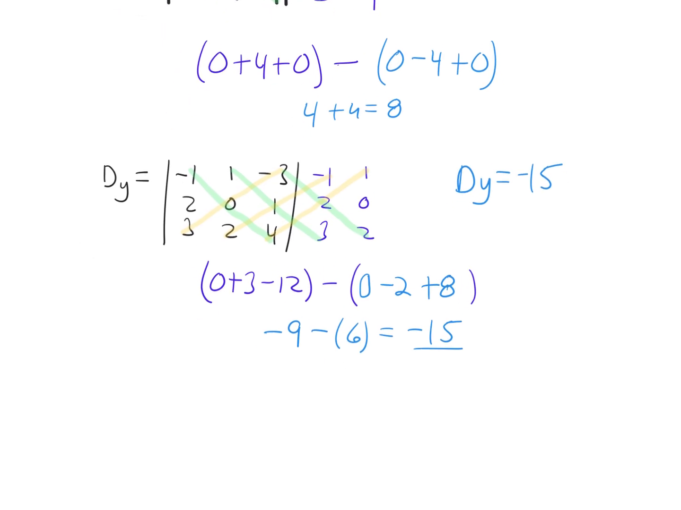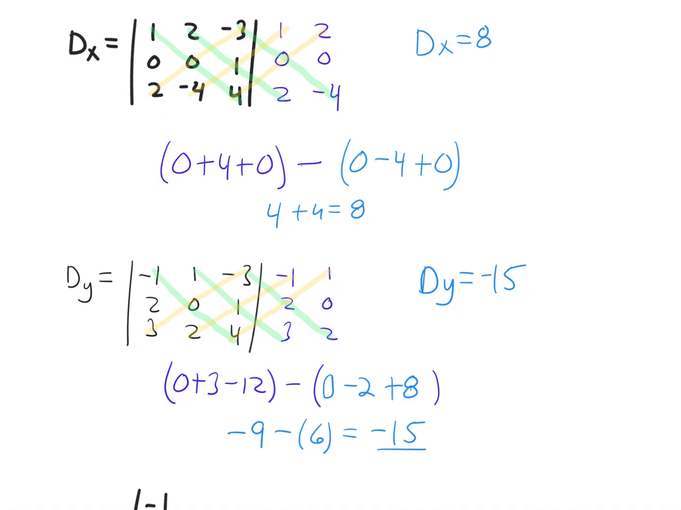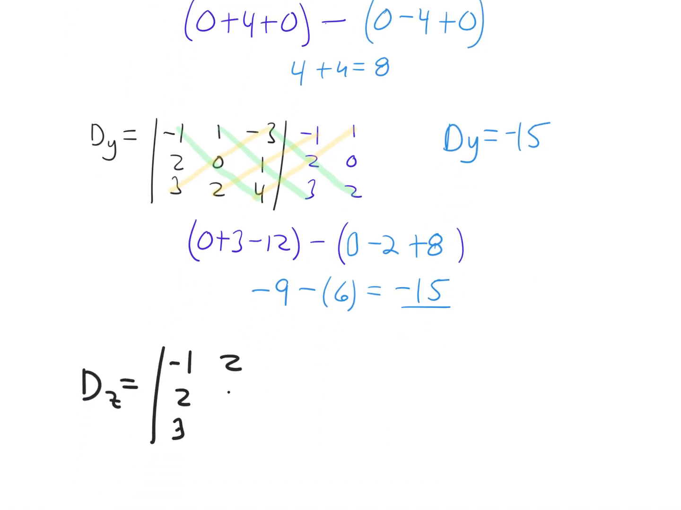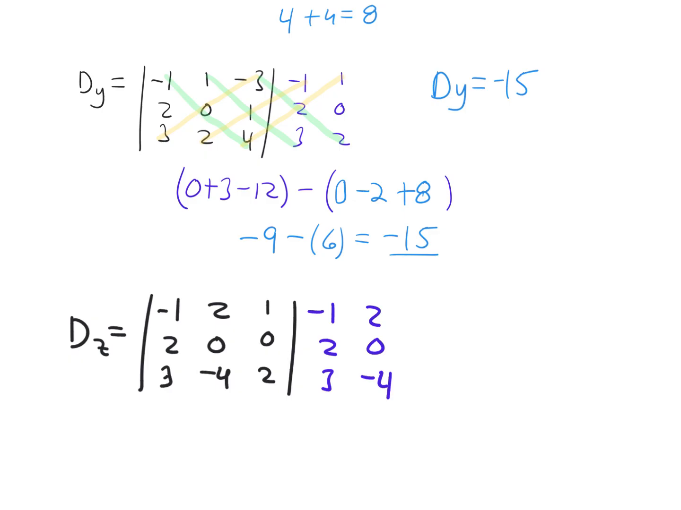Okay, we're almost done with this one. And then the last one is going to be dz. So it's going to be negative 1, 2, and 3. What was it? 2, 0, negative 4. And then 1, 0, 2 now replaces the z. And then we're going to take the original first two columns, rewrite them on the outside. And then do your major diagonals. And then the minor ones.